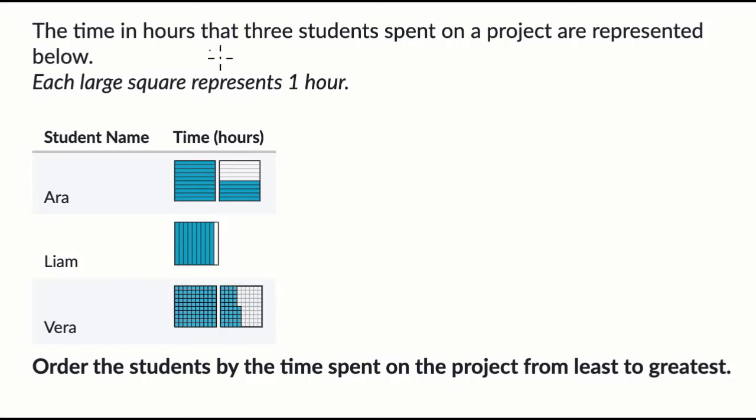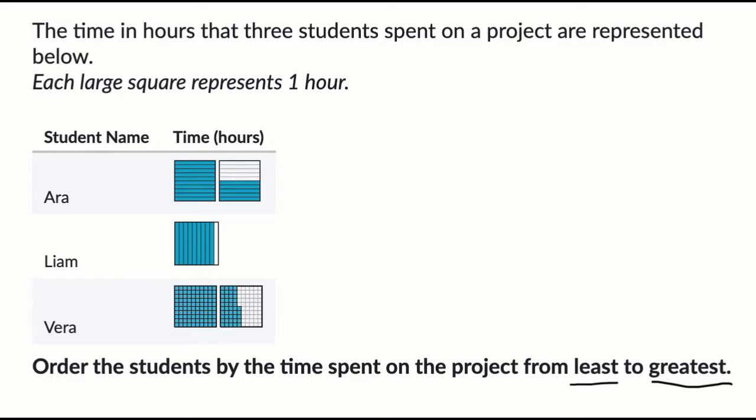We're told the time in hours that 3 students spent on a project are represented below. Each large square represents 1 hour. Order the students by the time spent on the project from least to greatest. So pause this video and have a go at that before we do this together. All right, now let's do this together.